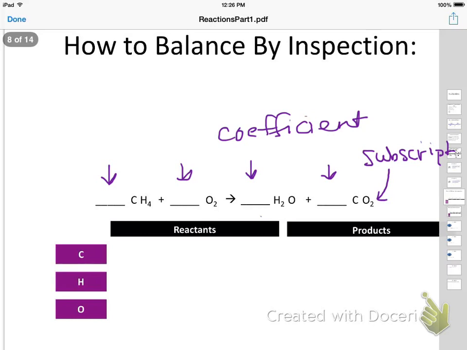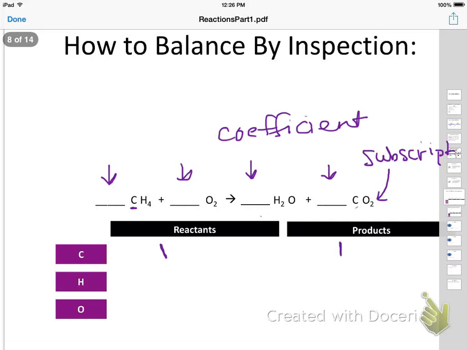So what we're going to do initially is we're going to count up the number of atoms of reactants and the number of atoms of products on each side of the equation. So carbon, if we look, we have carbon right here. In our reactants, we have one carbon atom. Over here in our products, we again have one carbon atom.